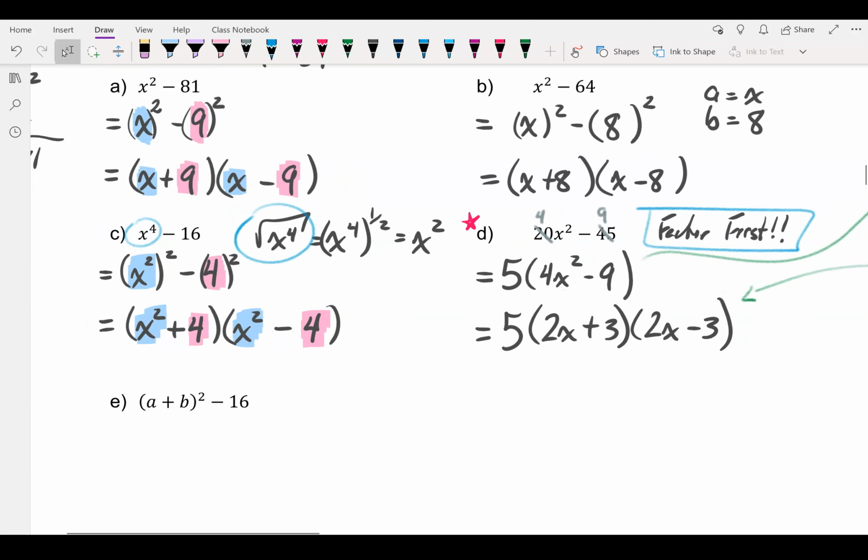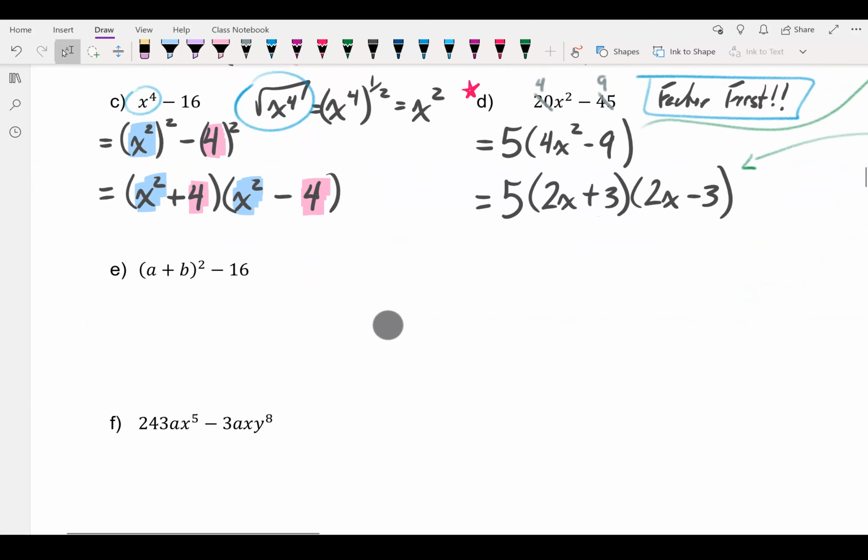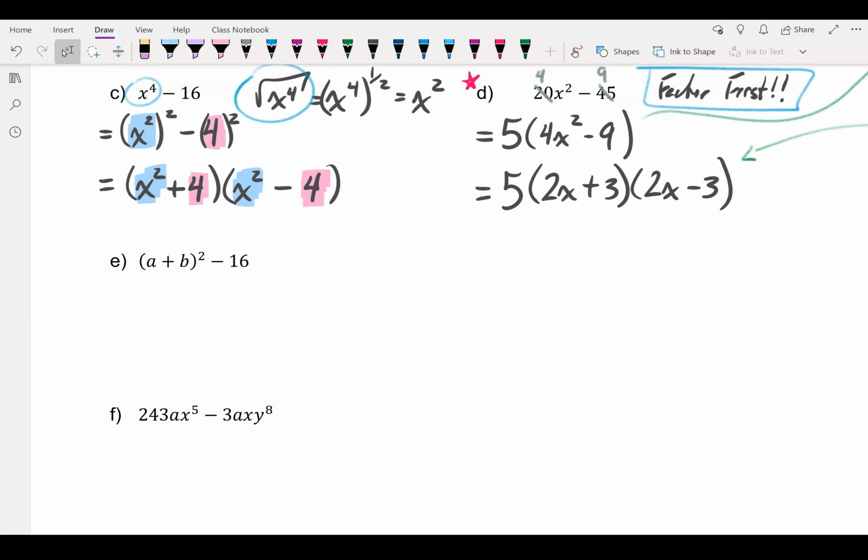Okay, so I'm going to move on to E and F here. We'll keep D up there, just in case you're still writing that, or don't feel like pausing it. E, what do I have? Well, it looks a bit crazy, but it turns out I actually still have a difference of squares, because the first term is obviously squared. A plus B, it's not an x, but it's a big term squared, minus 16. 16 is 4 squared. So again, I definitely have the difference of squares.